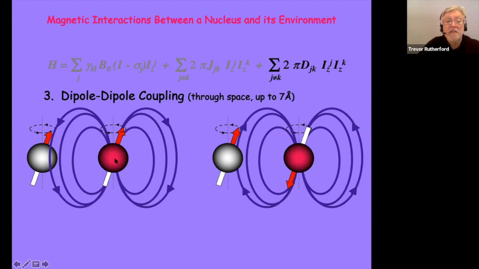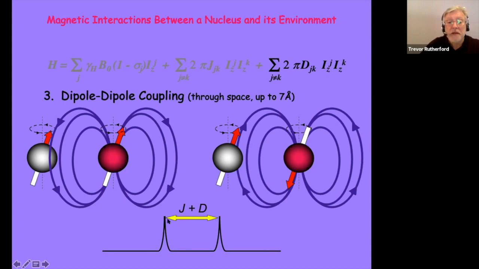And it's the direct influence of whether the neighboring spin is in a state where its magnetic dipole is with the field or opposed to the field. So in fact, although most of the time we talk about this separation being J, it is in fact the J coupling constant plus the D, the dipolar coupling, the influence of the field that comes from dipolar coupling.